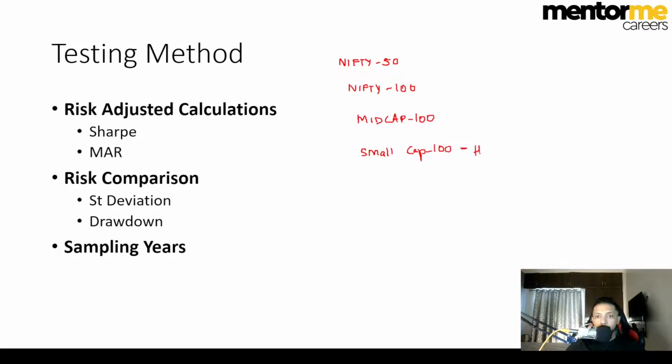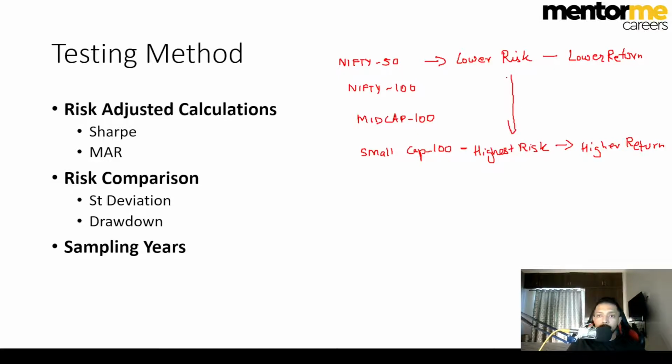So this is supposed to be highest risk, so it is supposed to give higher return, right? And Nifty 50 on the other hand is supposed to be lower risk compared to small cap, so it should give you lower return, right? And that's the order that should be followed from here to here, if I were to believe in the CAPM model. But it does not matter what we believe or what the theory says. The data should show that.